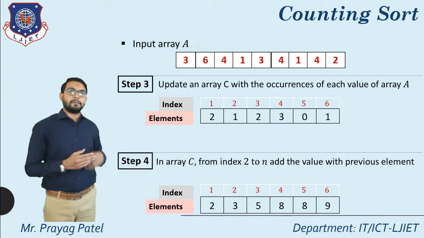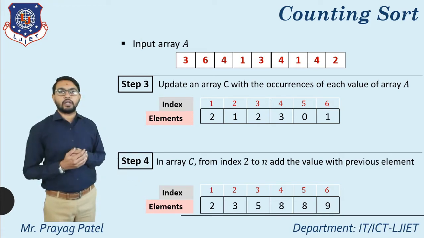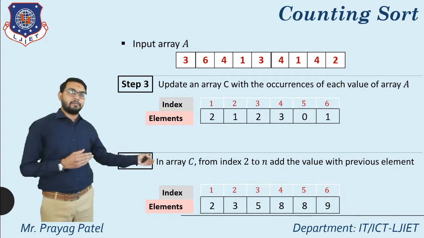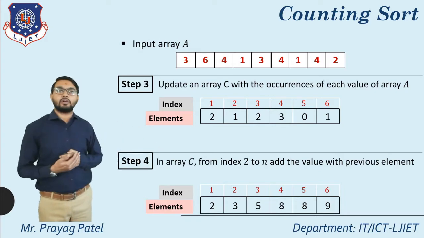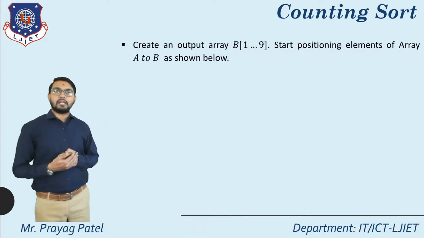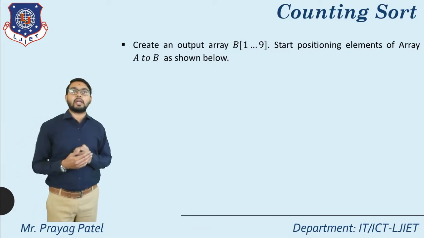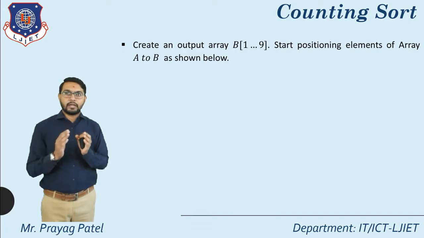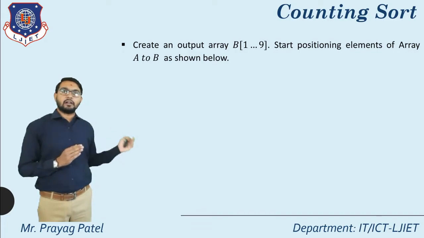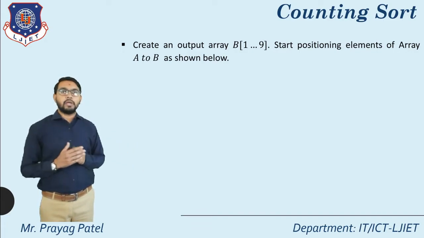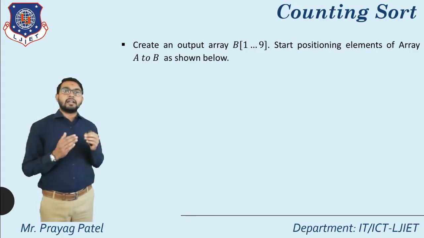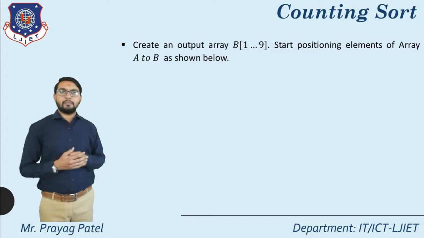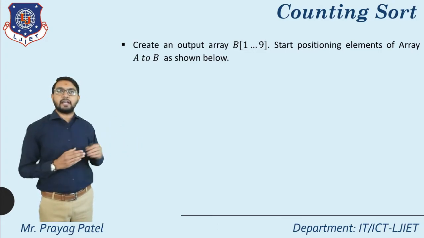In this array, we find how many times a particular element is repeated, and we can find the last index of the array. Now consider the next step: create an output array B from 1 to 9, because we have a total of 9 elements. That's why our third array is the output array B. We have 3 arrays: the first given array is array A, the second is array C, and the third is the resultant array B from 1 to 9.